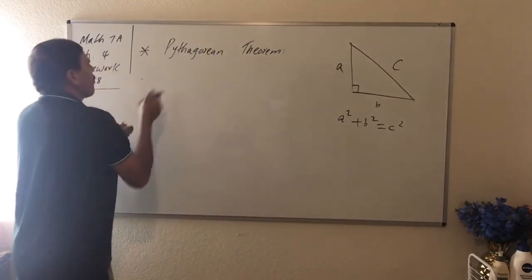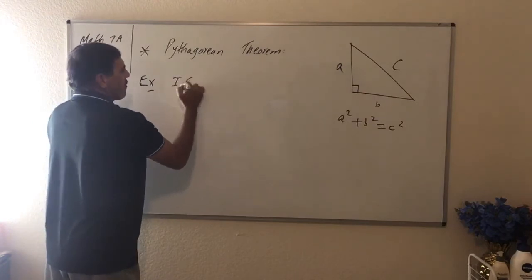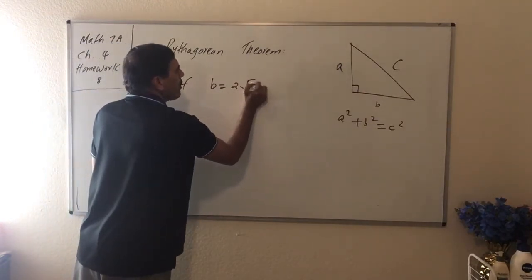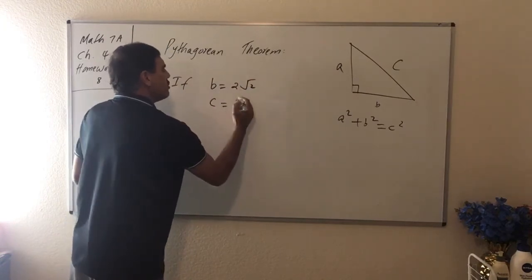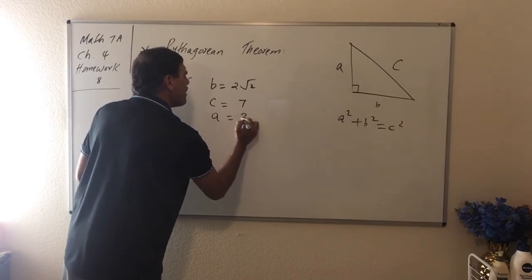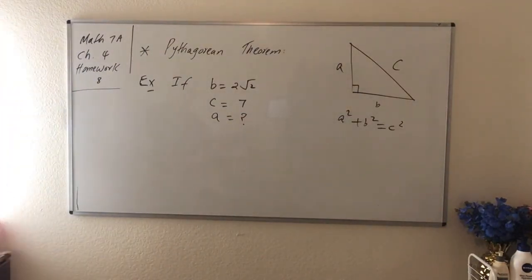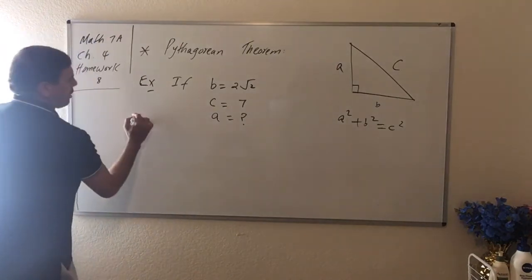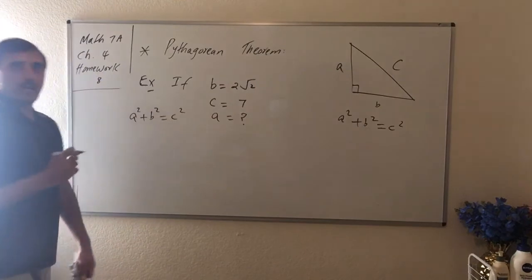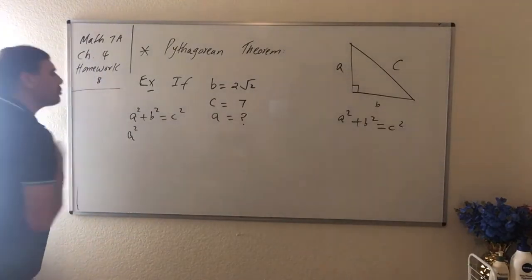So here is one last example. It says if b is 2 root 2, c is 7, find the value of a. That's the third example here. So same thing. Here is a squared plus b squared equals c squared. Substitute the given values. So a we don't know. Make sure you do not lose the square.